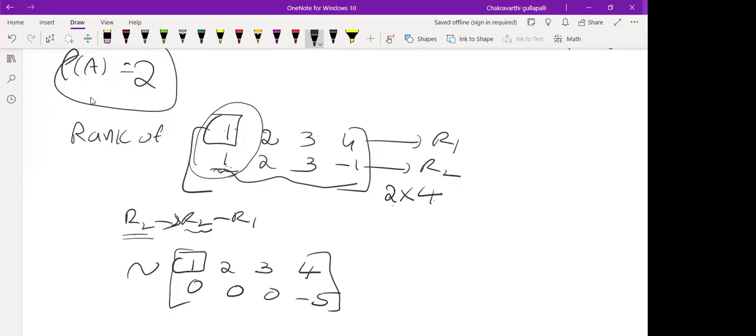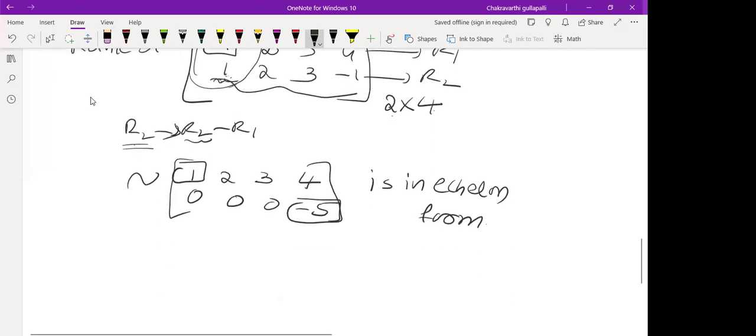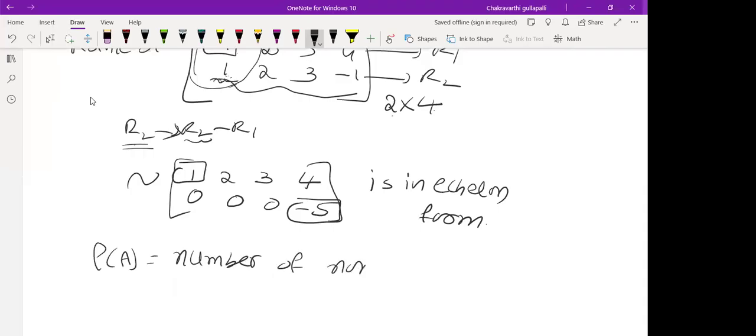This is the leader, below that 0. Second row, this is the leader, the pivot. Below that, nothing to make 0. It is in echelon form. So what is the rank of the matrix? Therefore, rank of A is the number of non-zero rows. How many non-zero rows? 2.